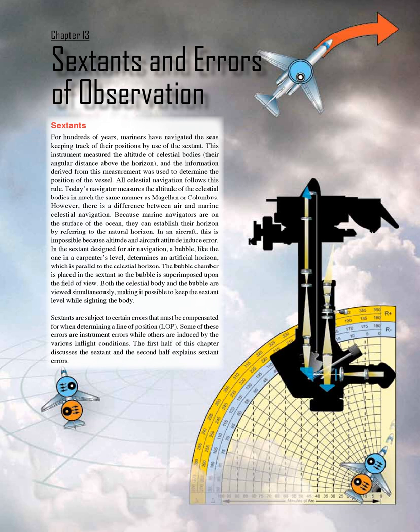The bubble chamber is placed in the sextant so the bubble is superimposed upon the field of view. Both the celestial body and the bubble are viewed simultaneously, making it possible to keep the sextant level while sighting the body. Sextants are subject to certain errors that must be compensated for when determining a line of position, LOP. Some of these errors are instrument errors while others are induced by the various in-flight conditions. The first half of this chapter discusses the sextant and the second half explains sextant errors.